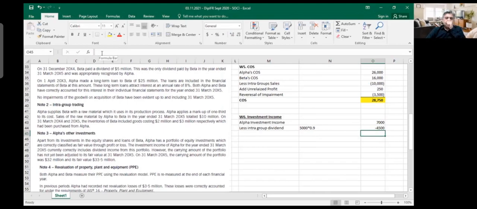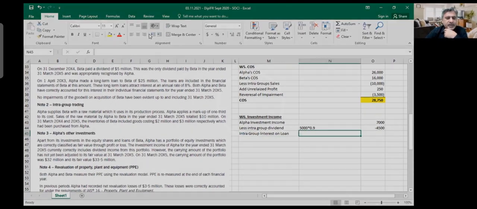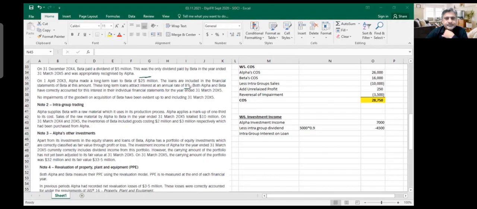50. Then there is intragroup interest. Interest on loan. The loan was given, I think, how much was the loan? 25 million. 25 million of loan at 8%. This also must be removed. So this will be removed from two sides.